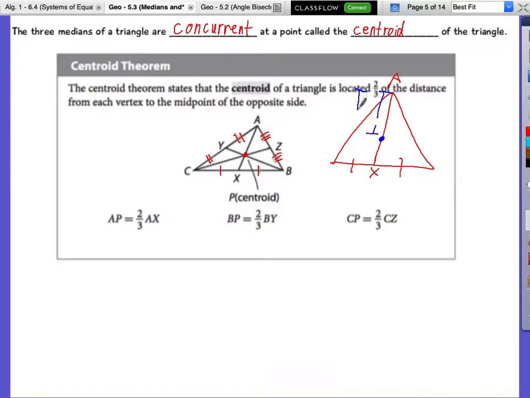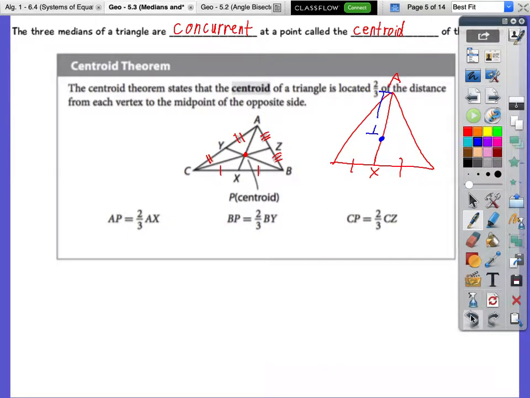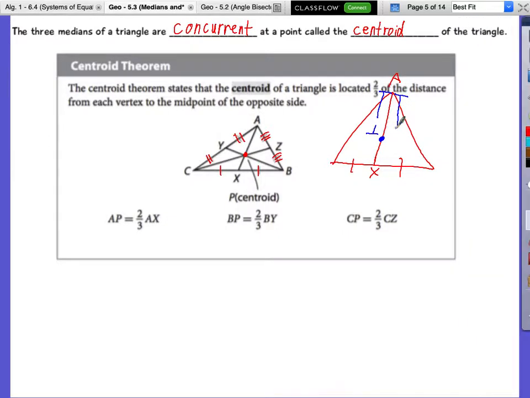So if the whole thing is, let's just call it some length, I'm going to call it W. The only reason I chose W there is because it's not a letter that's used anywhere else, so we don't confuse it. We could call it X, but we already have an X. So W, if that's the length of the entire median, vertex to the opposite midpoint, then this top part is going to be 2/3 of W. The vertex to the center is 2/3 of W. So what does that mean the rest of this is? The remaining 1/3 of W.